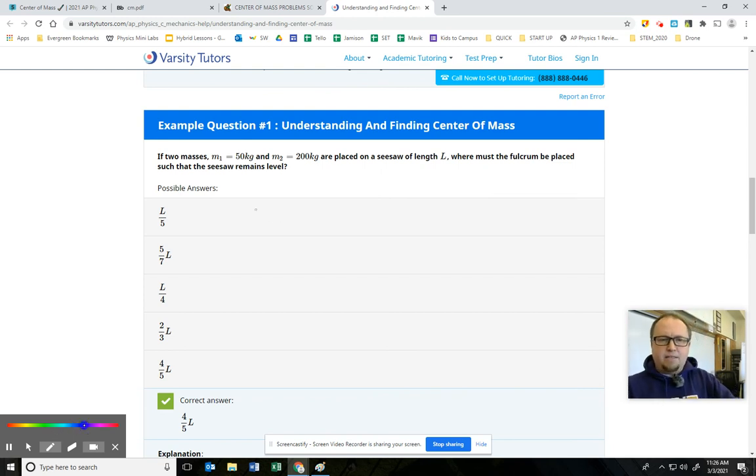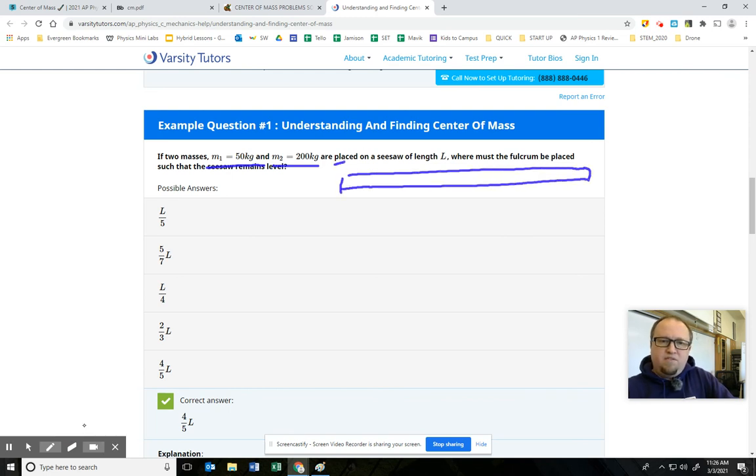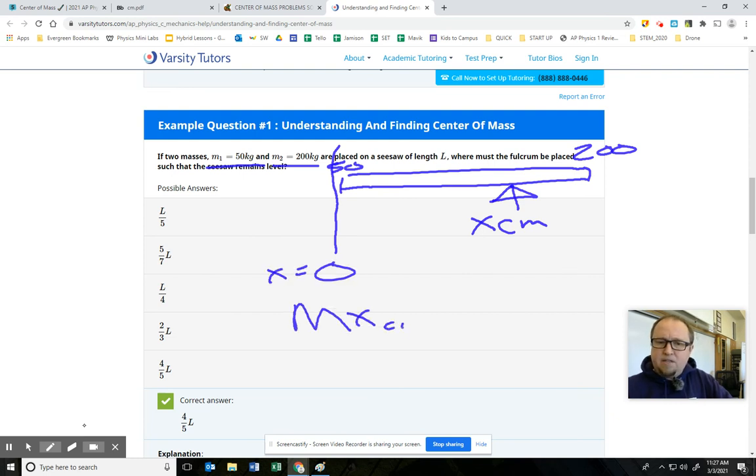Two masses of 50 and 200 are placed at the end of a seesaw. So here's my seesaw. Okay, 50 and 200. The question is, where would you put a pivot point? Well, if I put a pivot point over here, it'd bounce. The pivot has to be at the center of mass. Okay, so call this side x equals 0. Mass times x of the center of mass equals mass 1 x1 plus mass 2 x2.